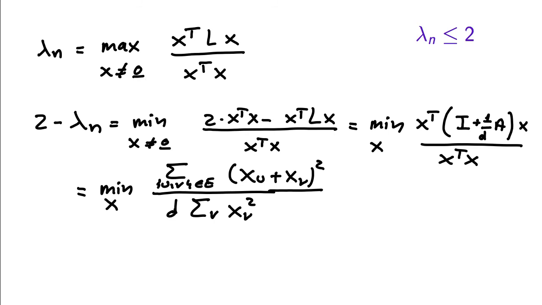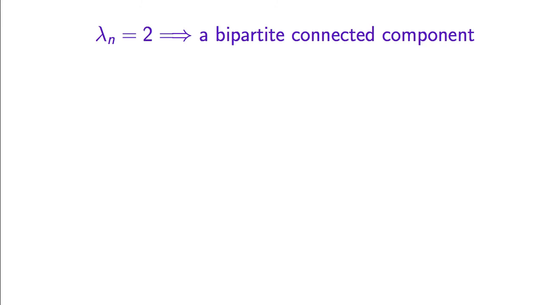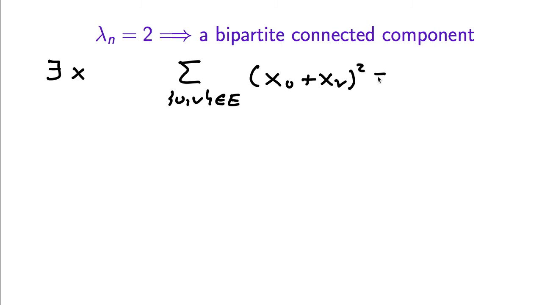So now 2 minus lambda n will be the minimum of this expression that has a sum of squares both at the numerator and the denominator. So this will always be greater than or equal to 0. And so this shows that 2 minus lambda n is greater than or equal to 0. So lambda n is smaller than or equal to 2. Now let's say that lambda n is equal to 2. So that means that there exists some vector x such that that modified Rayleigh quotient that we looked at was equal to 0, such that the summation over all edges of (xu plus xv) squared is equal to 0.